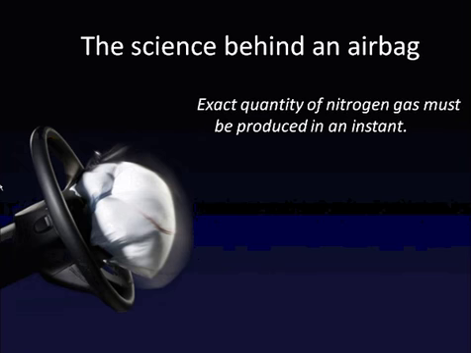And again, we're producing an exact quantity. We can't be off by even just a little bit, because we can really damage somebody. And yet, you're not going to make a mistake and really hurt someone, because we're going to test it and test it and test it. But what we really need to do is do some science and calculate how much nitrogen gas we're going to produce. And here I have a reaction.